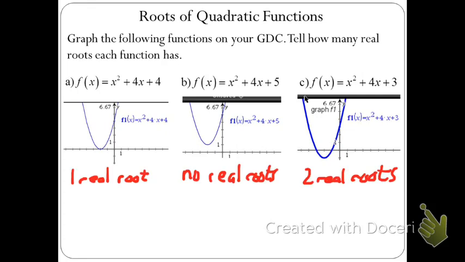So this is what I wanted you to write down for each of those. Fairly simple, right? Graphing is a very handy thing whenever you're trying to find the solutions of any kind of equation really, but especially quadratics and other polynomial functions.